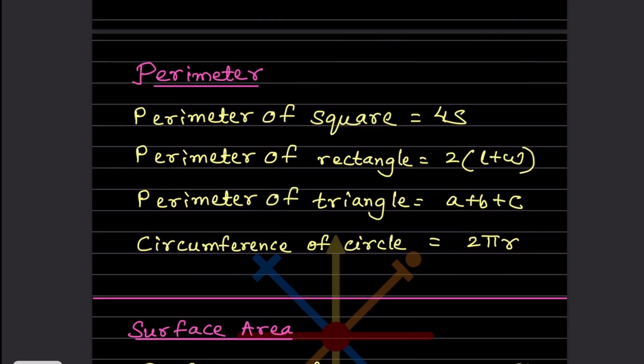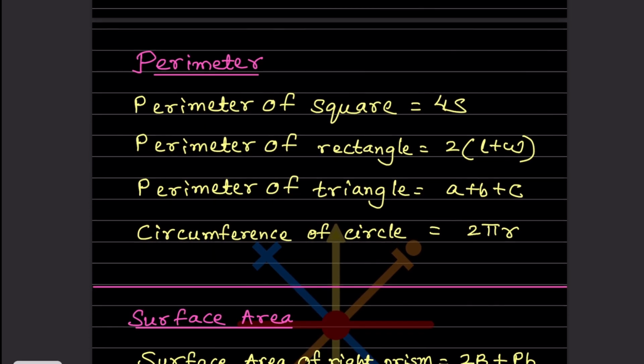So now you know the perimeter. Let us see the perimeter of a square. Here, this is a square. Perimeter means the sum of all sides. So this is S, that is going to be 4S.